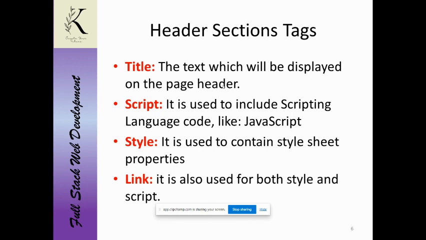And what kind of information can we actually keep in the head? That is title. This is just general information about the page which will be visible at the top of the page. Script: if we want to use any scripting code for our web page, then we can use the script tag. If I want to format my data, any style information I have to provide, then I can use style. I can also use the link tag to provide all this information about script and style.